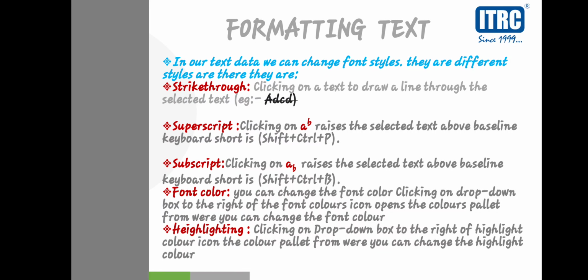Font color. You can change the font color. Click on the drop down box to the right of the font color icon, which opens the color palette from where you can change the font color. Highlighting. Click on the drop down box to the right of the highlighting color icon, and select the color from the palette to change the highlighting color.